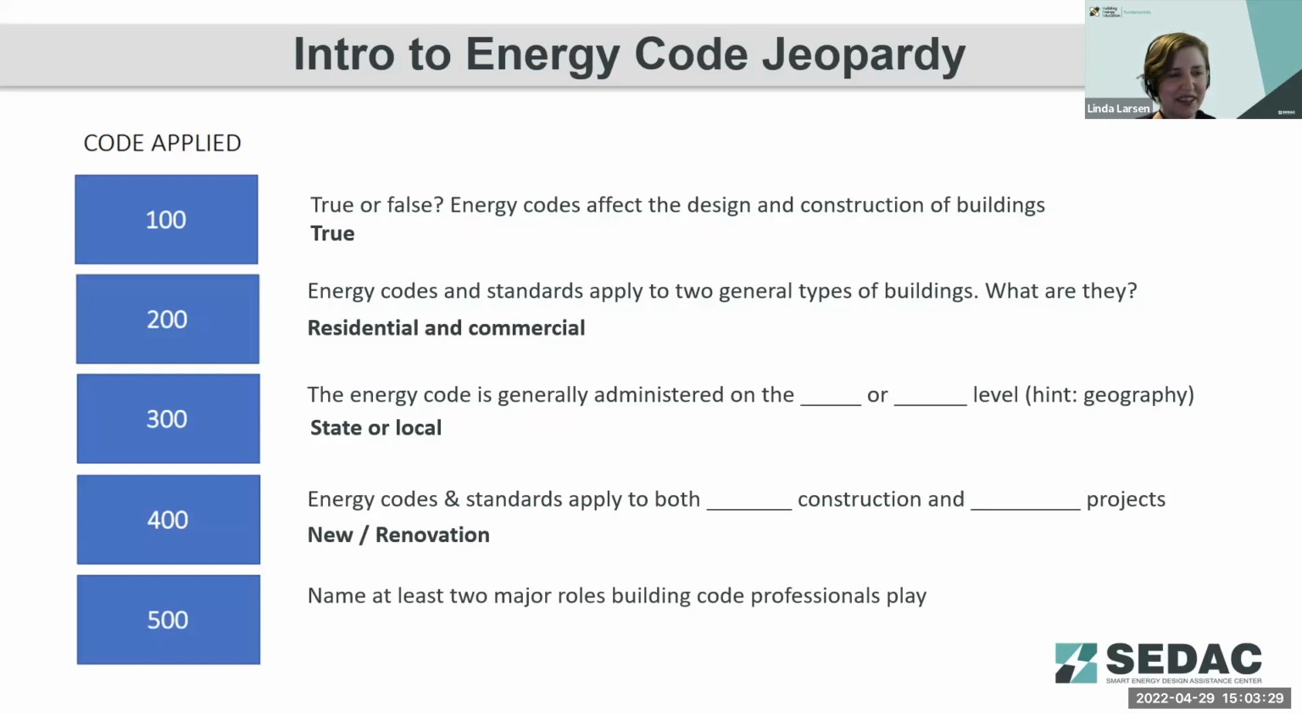Okay, the last one, code applied for 500. Name at least two major roles building code professionals play. What did they do? Got enforcing and plan review and inspection. Yep, yep. So review design plans, inspect construction work. Sometimes they issue permits. Very good. So you are all experts.